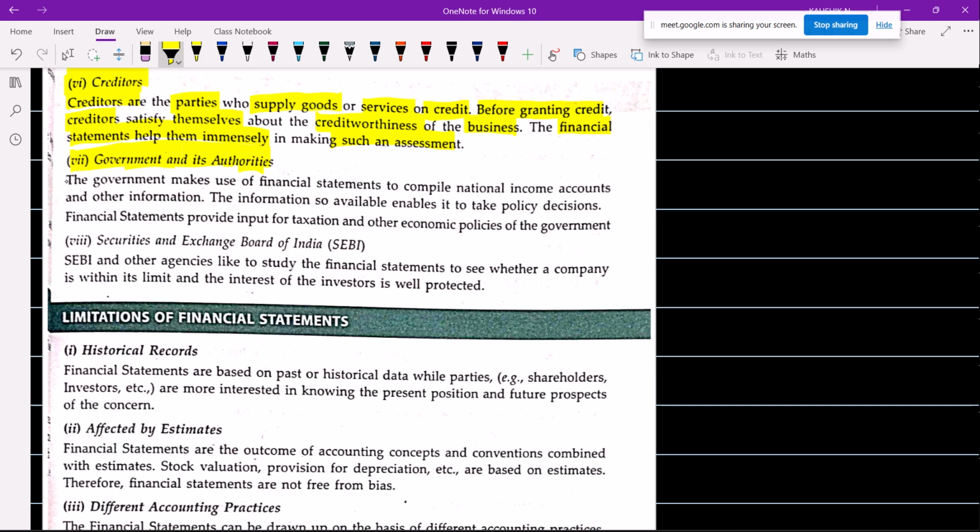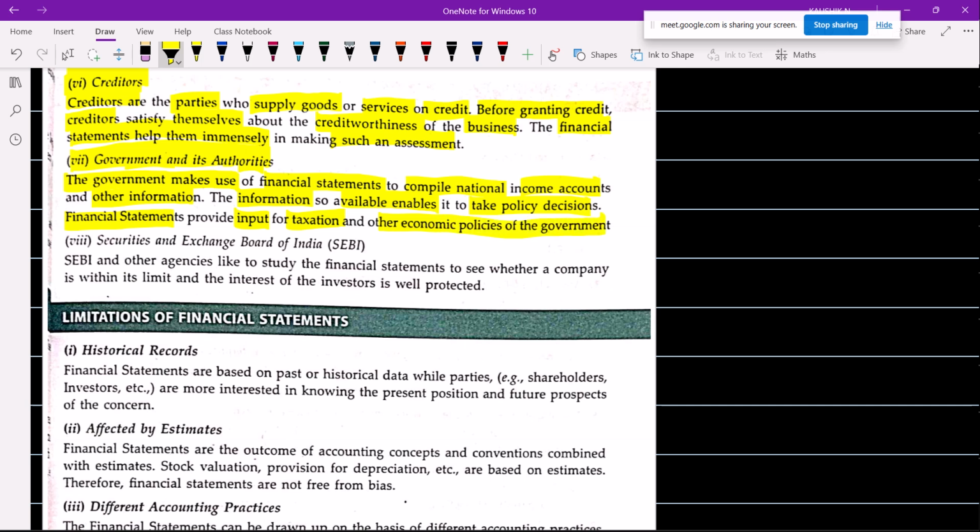The government makes use of the financial statement to compare national income accounts and other information. The information so available enables it to take policy decisions. Financial statements provide input for taxation and other economic policy of the government.